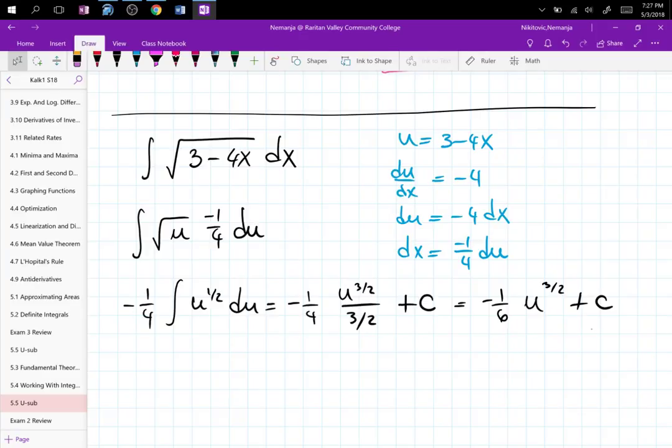Again, we cannot leave our answer in terms of u because the problem was posed in terms of x. So we have to go and substitute back our value. So that's negative 1/6, and instead of u I have to write (3 minus 4x) raised to the 3/2 plus c, and that would be the answer.